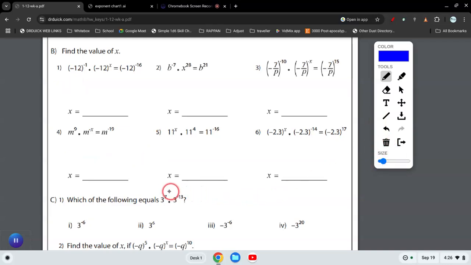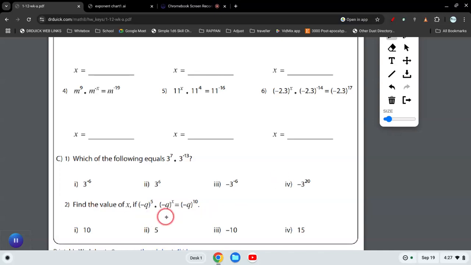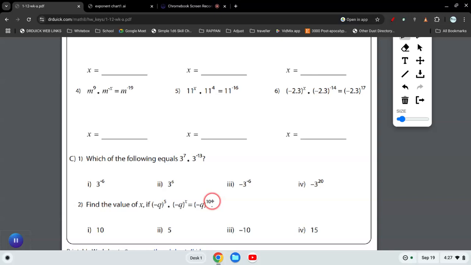Let's look at these down here. This is fairly straightforward compared to what we've been looking at. If this is 7 and this is minus 13, what would this be if you add them together? 3 to the 7, 3 to the minus 13. You got it. It's just 3 to the minus 6. I put this in A, right? And then we're doing the same thing. Find the value of x. Well, if I'm looking for this to become x to the 10, what must x equal if this was a 5? You can figure that one out. It's pretty straightforward. Exponents are tricky, but this kind of helps if you do it this way.